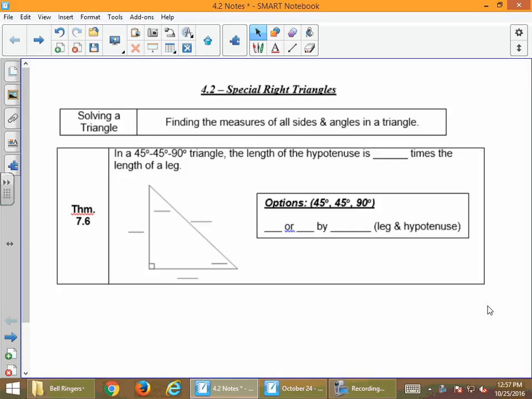about the Pythagorean theorem to find missing sides of right triangles. Today we're going to look at a shortcut for finding missing parts of special right triangles.